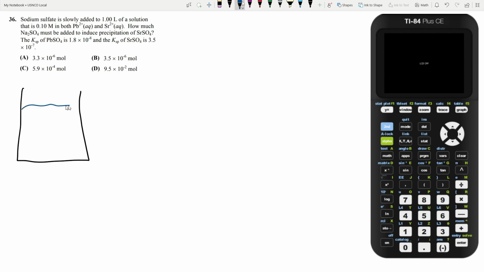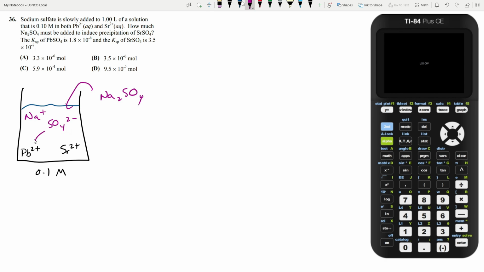You know that you have a 1 liter solution, and in the solution you have Pb2 plus lead ions and Sr2 plus strontium ions. The initial concentrations of these are both 0.1 molar. We're trying to induce the precipitation of strontium sulfate by adding Na2SO4. This sodium sulfate is going to dissociate into Na plus ions and SO4 2 minus ions, and these SO4 2 minus ions are going to see the strontium and react to precipitate out the strontium sulfate. The problem is that we have two competing processes.